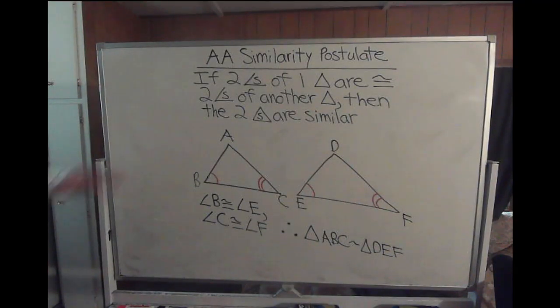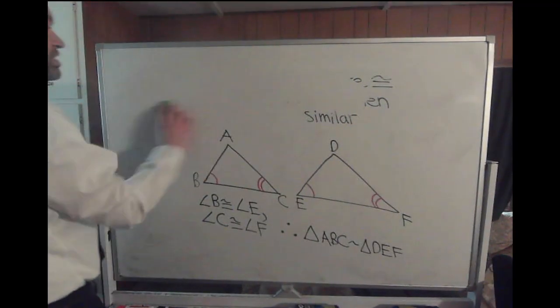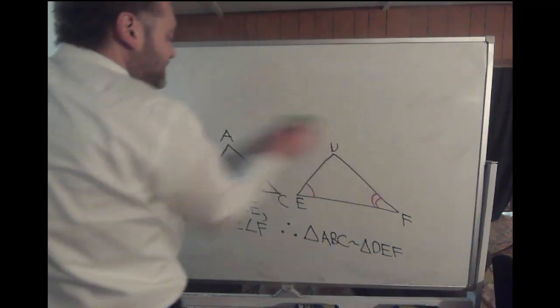So, this theorem only works for triangles. It doesn't work for all polygons. It only works for triangles. And then we have some exercises to illustrate that. Should not be a super long lesson today.